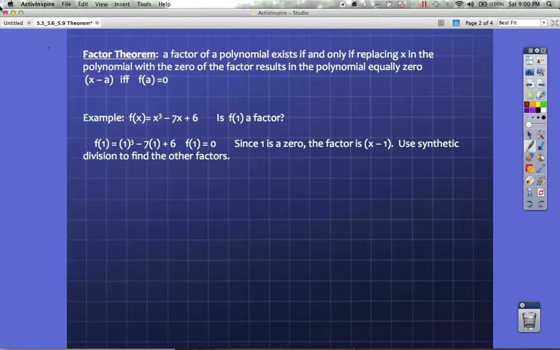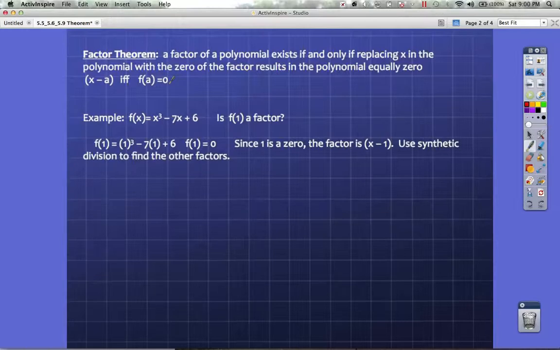And so the factor theorem states that a factor of a polynomial exists if and only if replacing x in the polynomial with the 0 of the factor results in that polynomial equaling 0. In other words, x minus a is a factor if and only if, and that's what IFF is, if and only if, when you plug in whatever number you have for a into your polynomial, it results in the polynomial becoming 0.